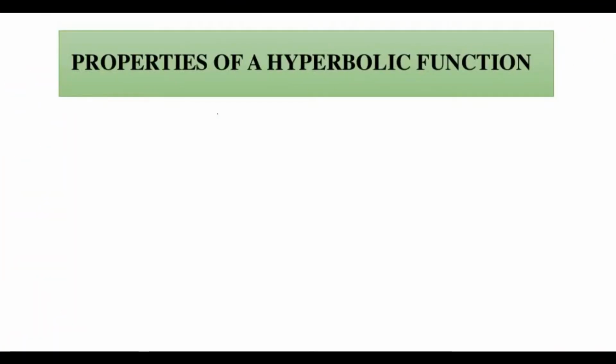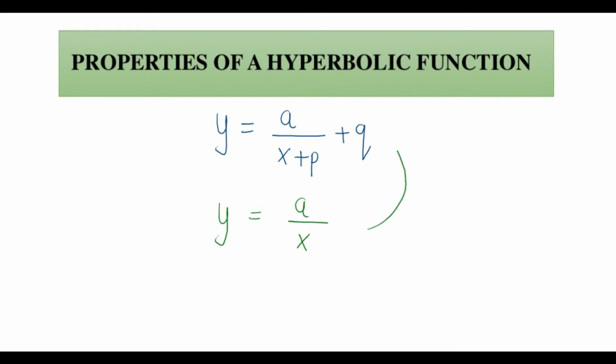It's very important, guys, to note that a hyperbolic function is always given in the form y equals a over x plus p, plus q, right? It is always given in this form, even when they give you a hyperbolic function in the form y equals a over x, this is still in this form.